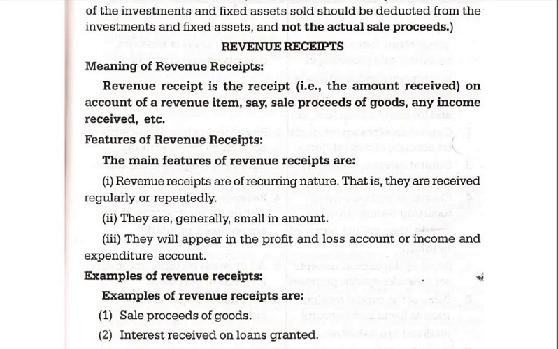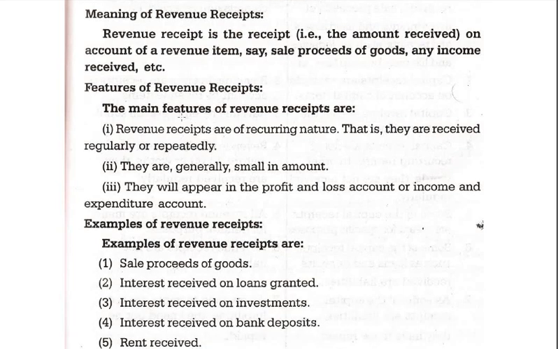Revenue receipts are the receipts which are revenue in nature. A revenue receipt is the receipt on account of a revenue item, say sale proceeds of goods, any income received, etc. Features of revenue receipts: revenue receipts are recurring in nature. They take place very often. They are repetitive in nature. So they are received regularly or repeatedly.